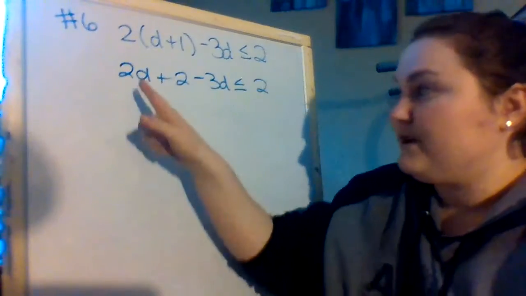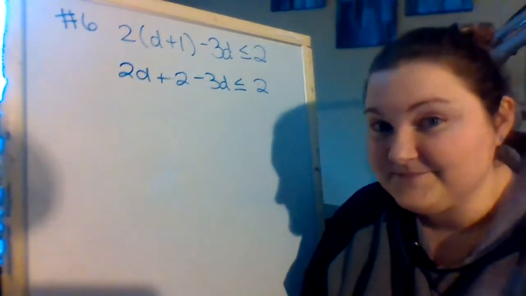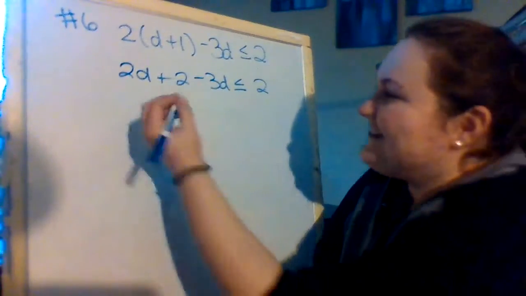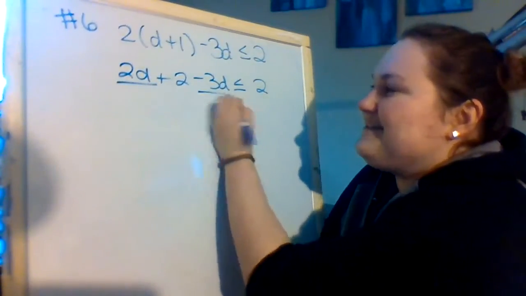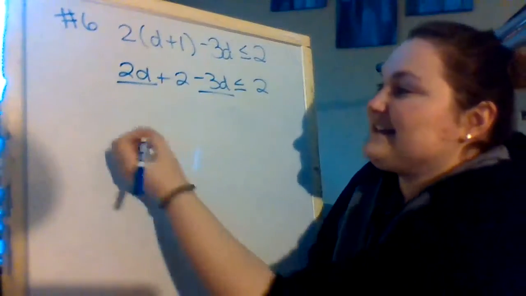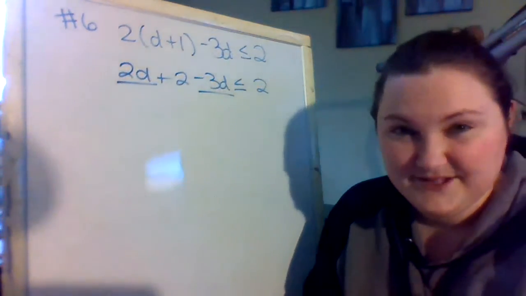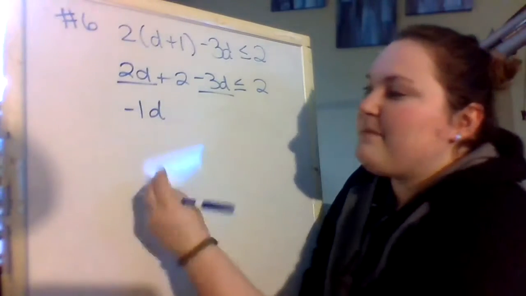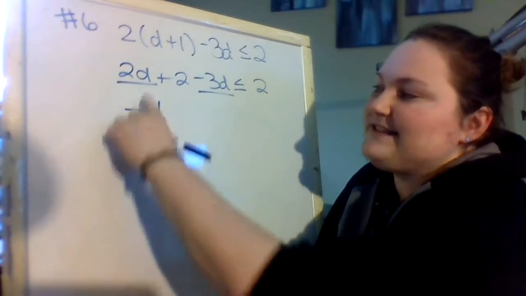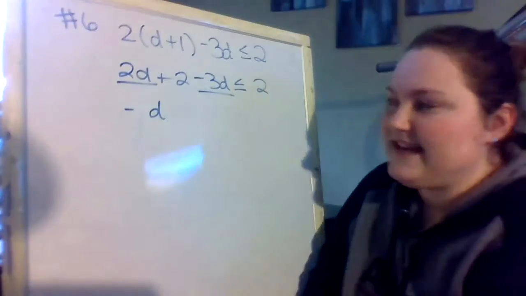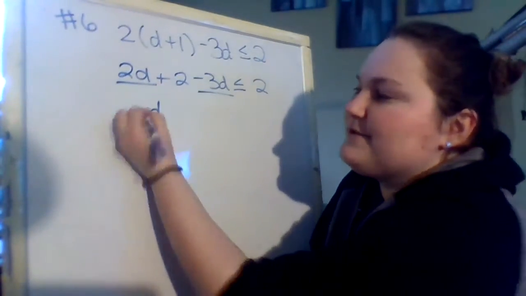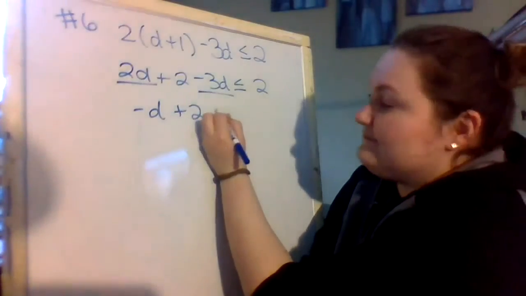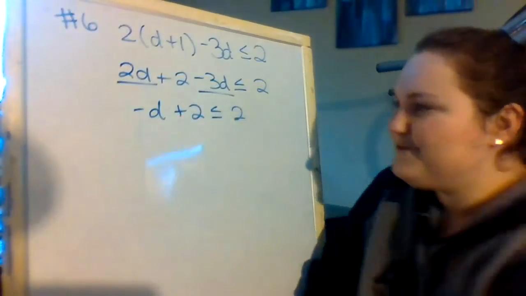The next thing we could do looking at this side is, hopefully you're saying combine like terms, which would be correct. We could go ahead and say 2d minus 3d. That's going to give you, well, 2 minus 3 is negative 1. So you can write negative 1d, but if you remember from pre-algebra, that 1 is not necessary. So we're just going to say negative d. I'm going to put that a little closer. So negative d plus 2 is less than or equal to 2.